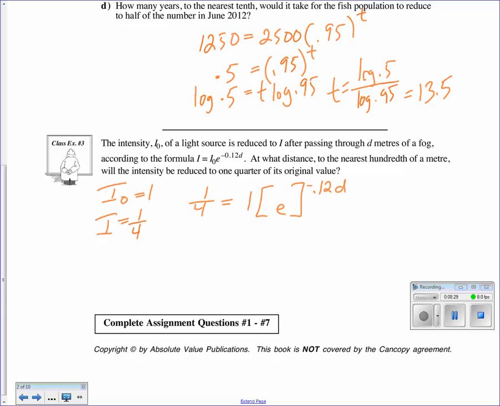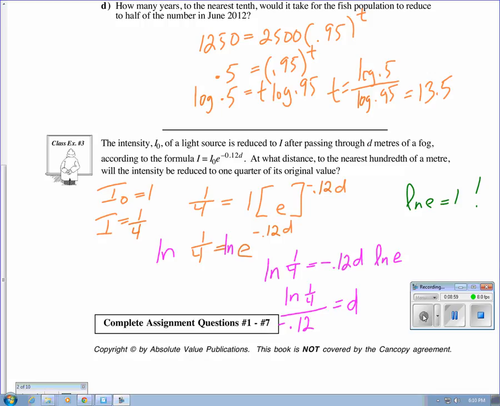So 1/4 is equal to 1 times e raised to the exponent negative 0.12d. So 1/4 divided by 1 is still 1/4. And now because I have base e, I actually get to use that other log function. I'm going to take the natural log of both sides of my equation. So I'm going to apply ln to both sides, which allows me to write this statement as ln of 1/4, or 0.25, is equal to negative 0.12d ln of e. Try solving for d. What's the ln of e?